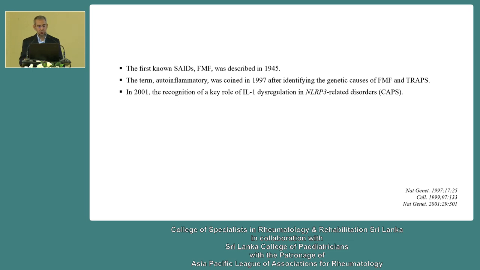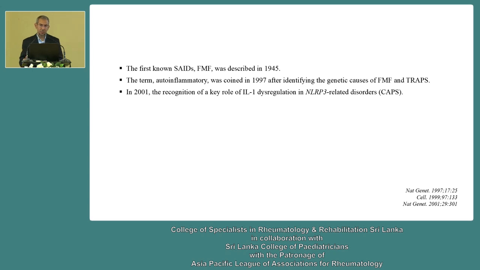The first known systemic autoinflammatory disease, which is FMF, was described in 1945, a long time ago. However, the term autoinflammatory was introduced in 1997 after identifying the genetic causes of FMF and TRAPS, to describe inflammatory disorders marked by innate immune system dysregulation independent of the adaptive immune system. So the first disease was described a long time ago, but the term autoinflammatory is relatively new, from 1997.